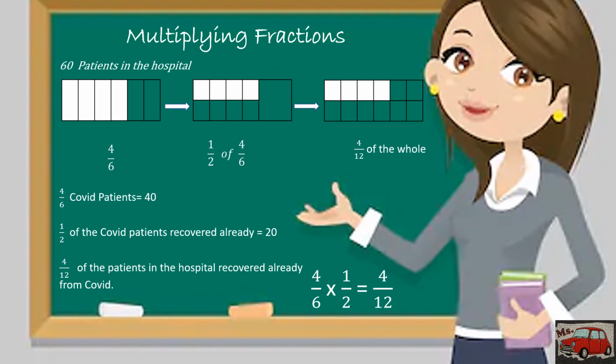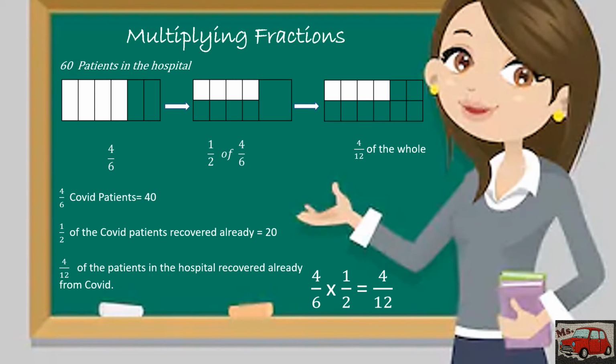merong 60 patients sa isang hospital. Ang sabi dito, 4/6 ng patients sa hospital na yun, COVID patients siya. Okay? And then, dun sa grupo ng COVID patients na yun, 1/2 daw nun recovered na. Okay? So, kinuha natin yung 1/2 ng 4/6. Now, the question is, gusto natin malaman ilan yung fraction sa buong hospital ang recovered na from COVID disease or COVID virus.